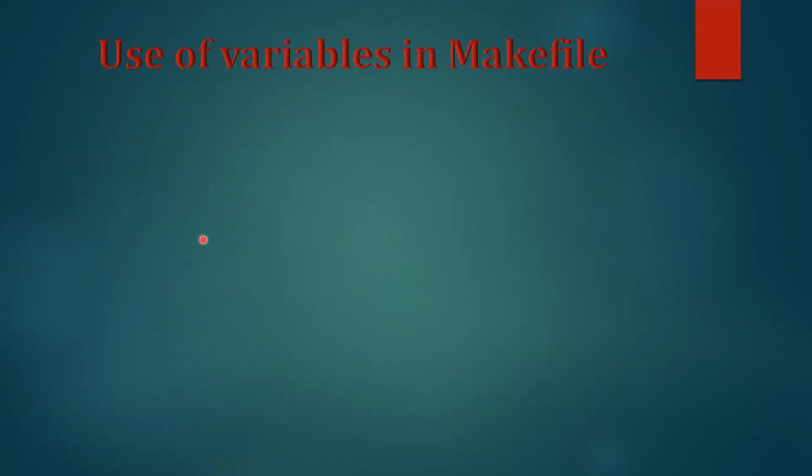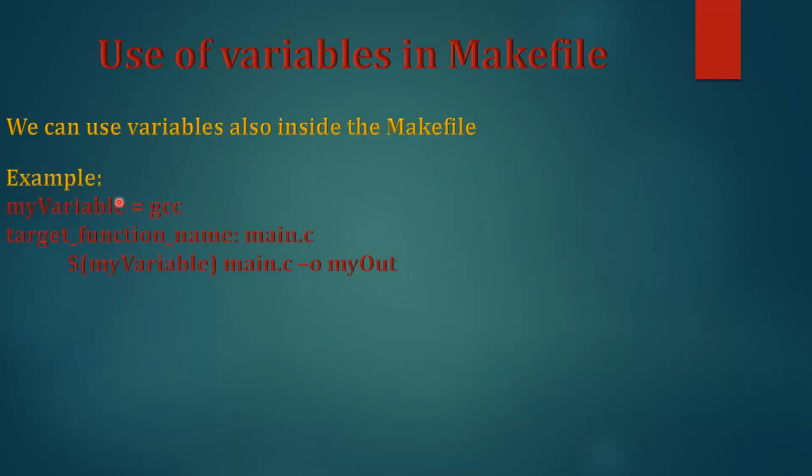Next, use of variables in a makefile. We can use variables also inside the makefile. How? Let's see. Example: my variable equals gcc. This is the variable that we will be using later. Then just like before, target function name, main.c, and then here we are using the variable. This is how variables are used in a makefile: dollar and, in parentheses, the variable name. The value of that variable will be substituted here, and this line will become gcc main.c dash o my out, just like we used before.